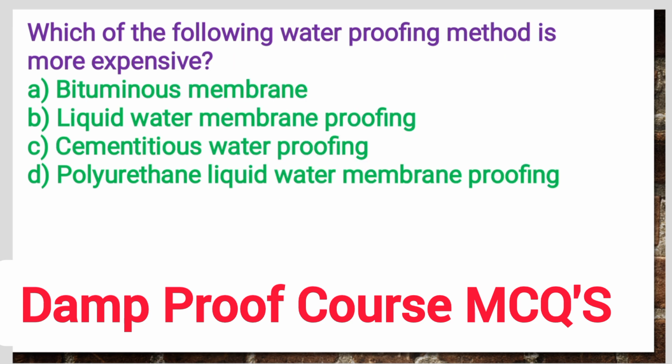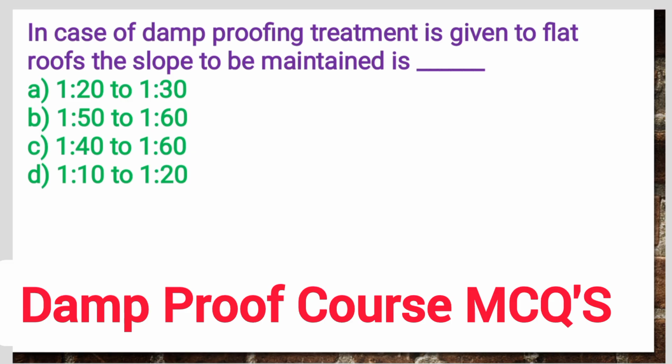Next question, which of the following waterproofing method is more expensive? Option A, bituminous membrane. Option B, liquid water membrane proofing. Option C, cementitious waterproofing. Option D, polyurethane liquid water membrane proofing. So the correct answer is option D, polyurethane liquid water membrane proofing. Next question, in case of damp proofing treatment given to the flat roofs, the slope to be maintained is option A, 1:20 to 1:30. Option B, 1:50 to 1:60. Option C, 1:40 to 1:60. Option D, 1:10 to 1:20. So the correct answer is option C, 1:40 to 1:60.